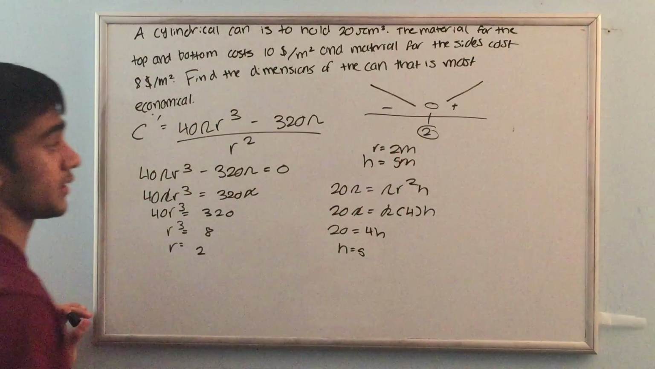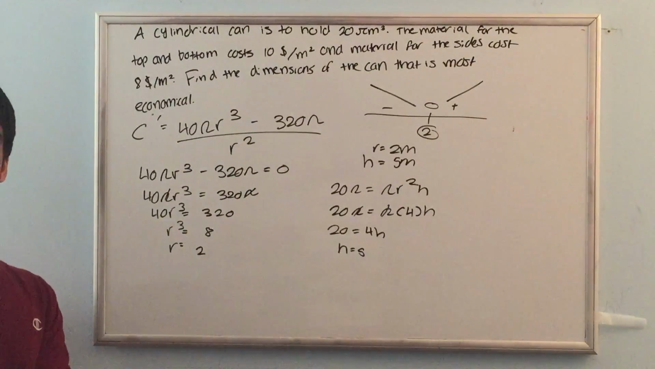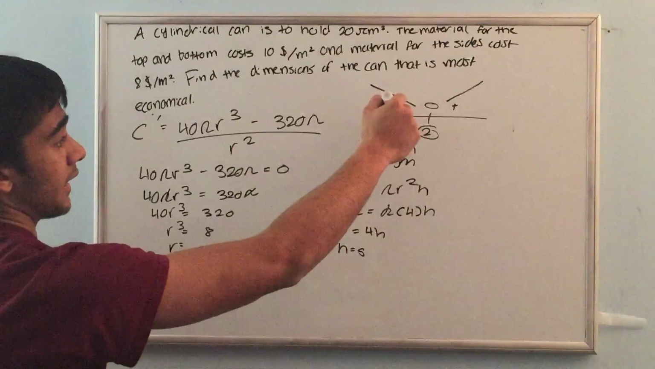So at the radius of 2 meters and with the height of 5 meters, we will get a can that is the least cost. And again, we proved that at 2 meters that is the minimum by using the number line test, and we noticed that this is a V. So anytime when you do the number line test and a point has a V, it is a minimum, and in this case we do because we have a negative and a positive.